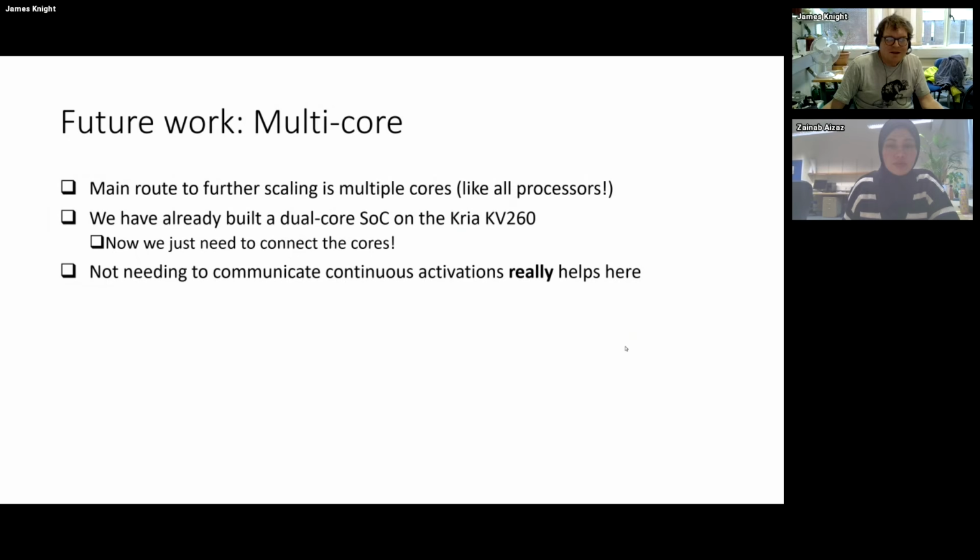So future work. The main future work is going multi-core. Like all processors, the main route to scaling is to add more cores onto your FPGA die. So we've built a dual core version on the Kria, and we're now working to connect these together. And as we said at the beginning, because these neurons are only exchanging sparse spikes rather than continuous activations, this becomes much easier. On average, you probably only need to communicate a spike from a core every 100 clock cycles. So even if you have a lot of cores, you can receive them at a reasonable rate and only transmit slowly. So this is promising, and we're making good progress on this.